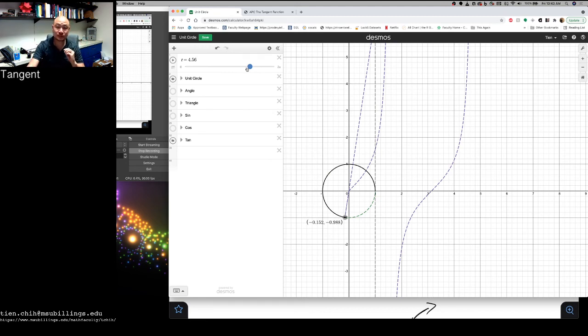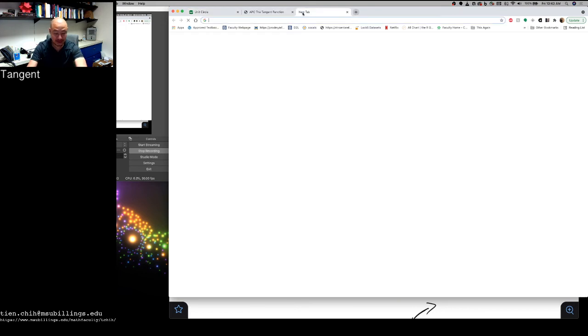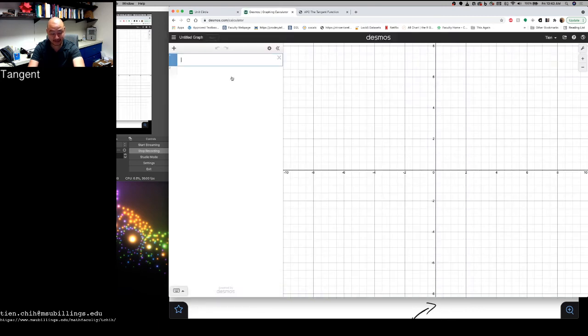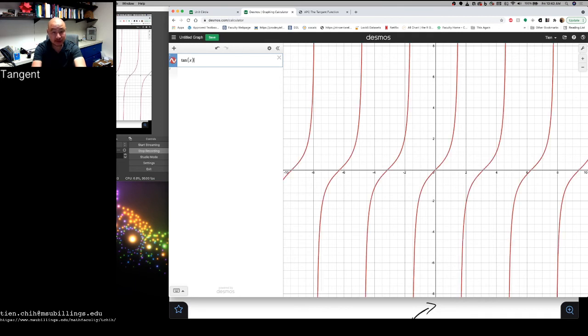So if I were to draw just what tangent looks like, we would get something like this, right? It goes from the origin up to positive infinity if I raise my angle up, down to negative infinity if I lower my angle down, and it repeats itself.